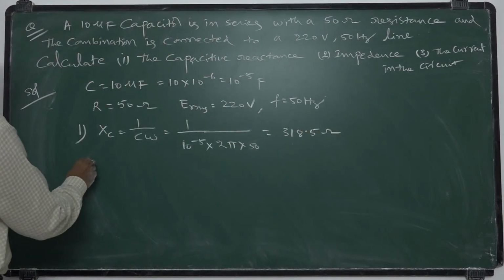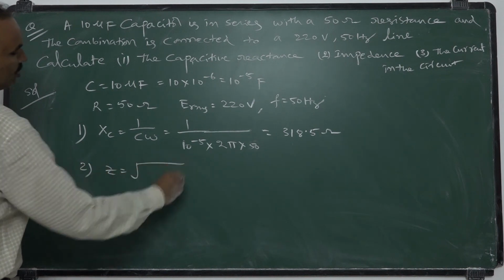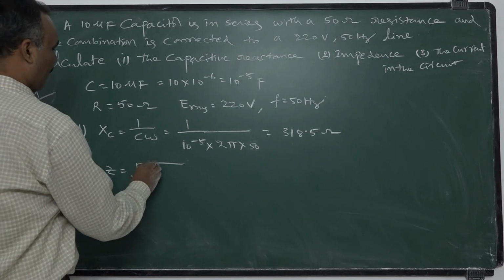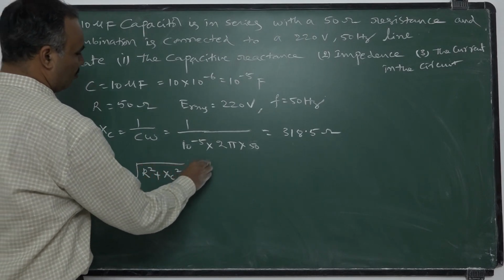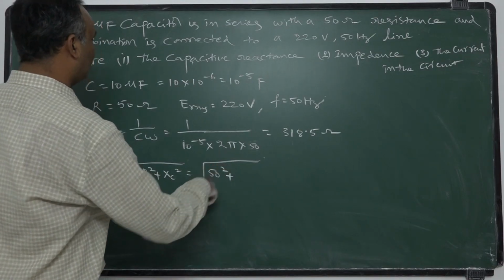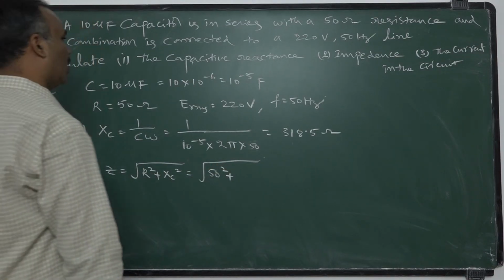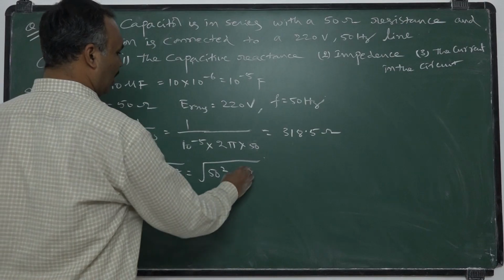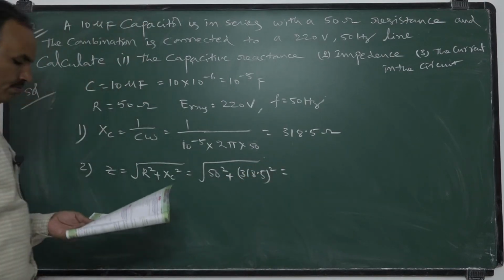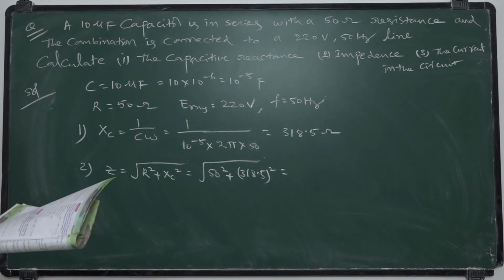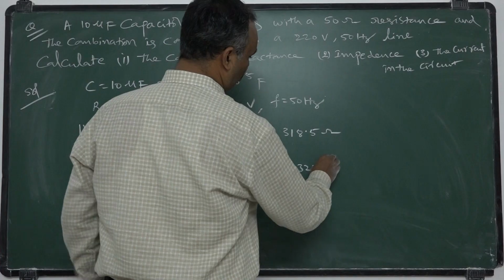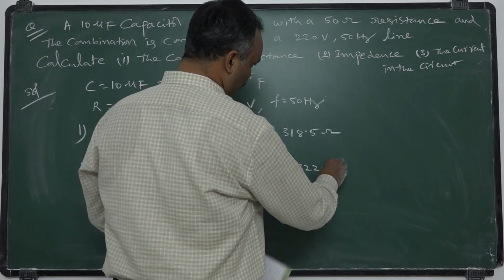The second question, impedance in the circuit, square root of R square plus XC square, that is square root of 50 square plus XC whole square. XC just now we calculated 318.5 whole square. So on simplification of this, you will get some 322.4 ohms.